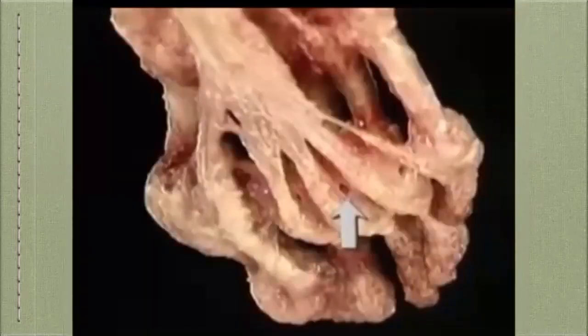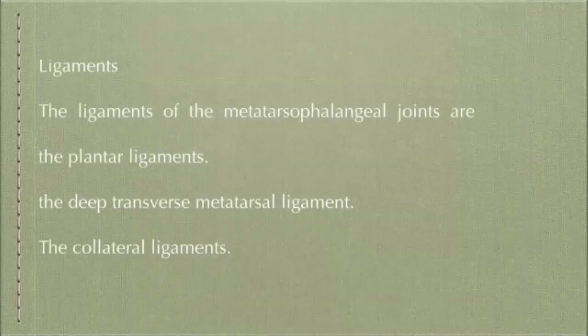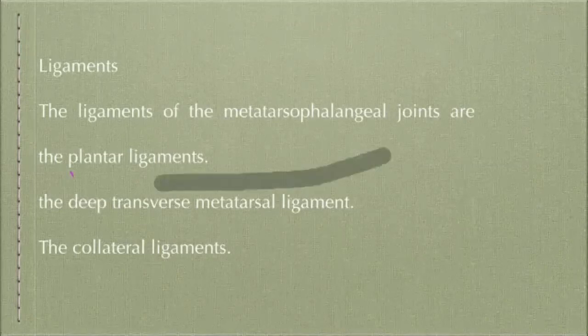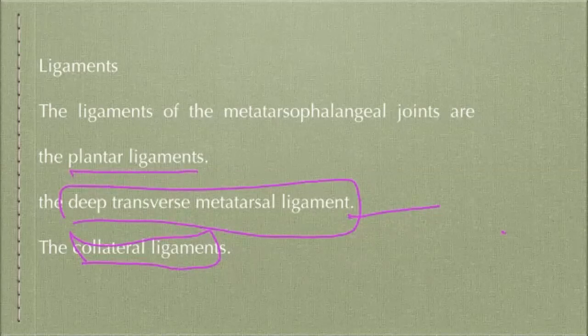You see, this is the plantar aponeurosis. This is the two slips. Medially and laterally, it is giving two slips to form the plantar plate, along with the flexor tendinous sheaths. The whole complicated structure. There are three ligaments: plantar ligaments, the deep transverse metatarsal ligament, which we have already seen in the previous class, and collateral ligaments, right? All of these give strength to the MP joints.